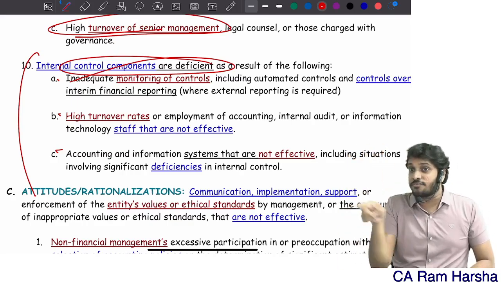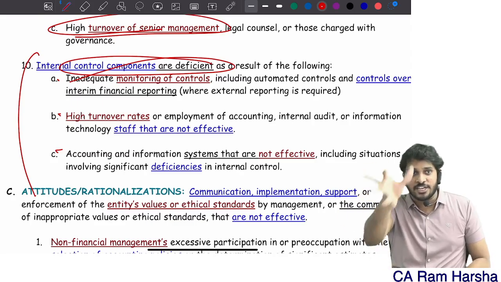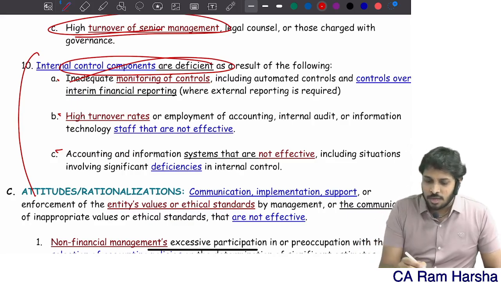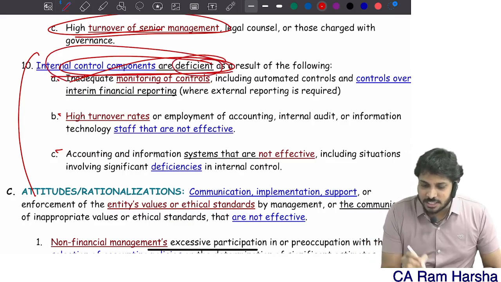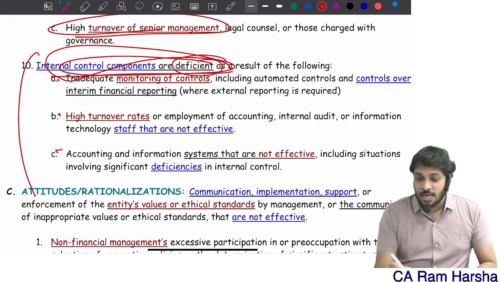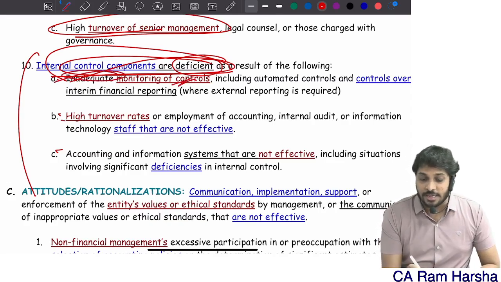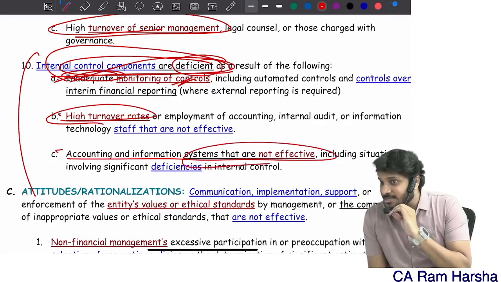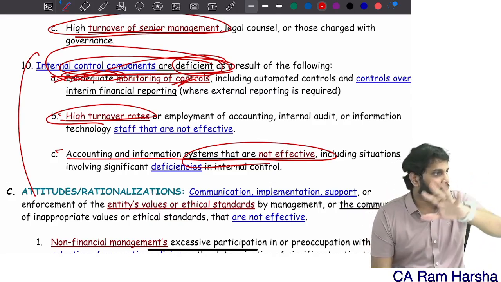If any component of internal control is deficient, that's an opportunity, a fraud risk factor. Correct? So deficient internal control components, like monitoring controls being inadequate, high turnover rates, accounting systems and internal control systems that are not adequate, not proper.